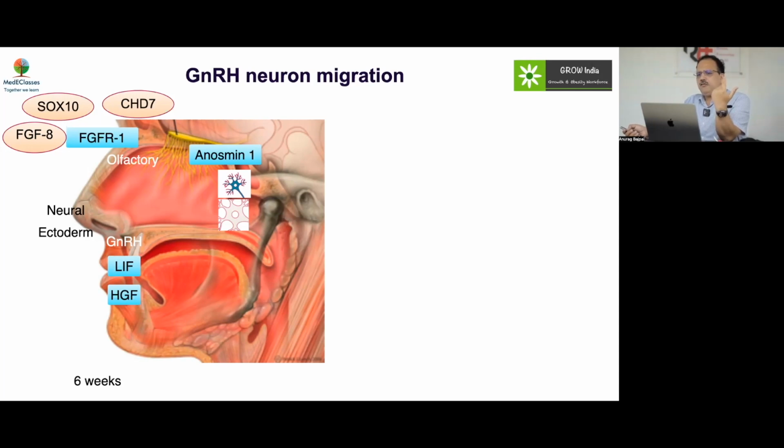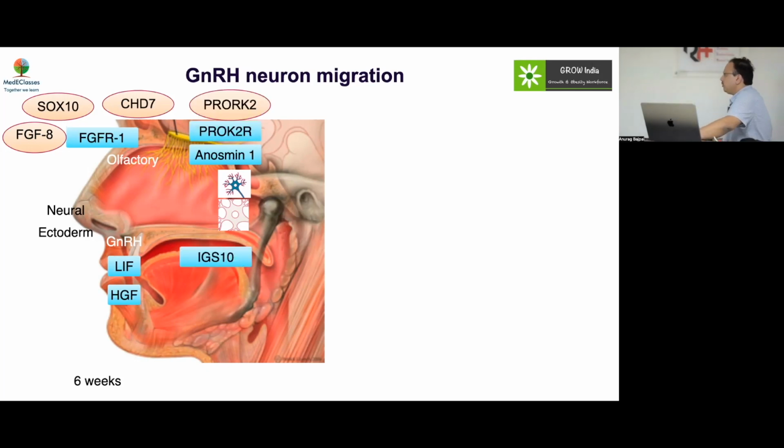But if you have defects in any of these, CHD7 is CHARGE syndrome, which will have choanal atresia, hearing abnormality, anorectal malformations. There also you will have the same thing, so you will have a problem of anosmia. So anosmia and hypogonadotropic hypogonadism means a very proximal defect to begin with. No anosmia means the defect is a bit later on.